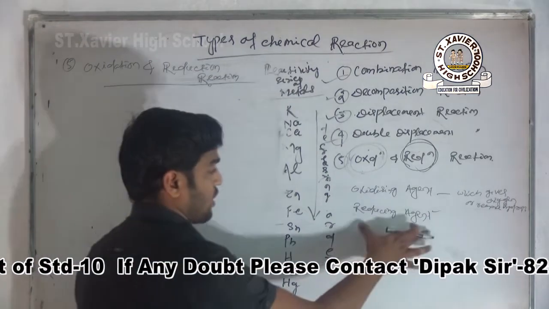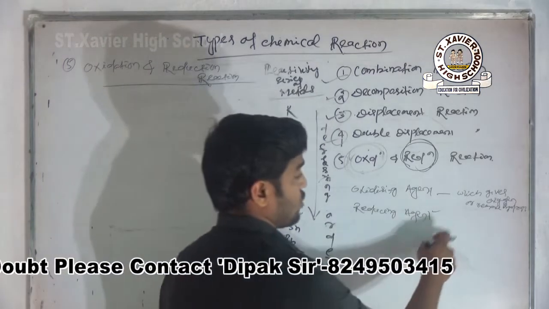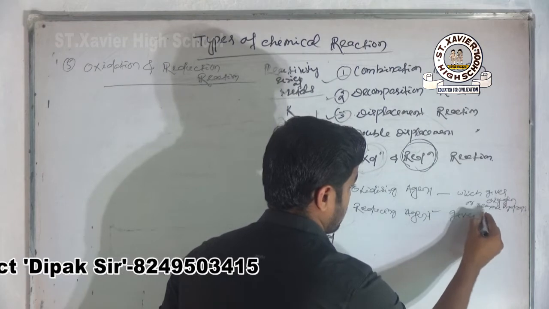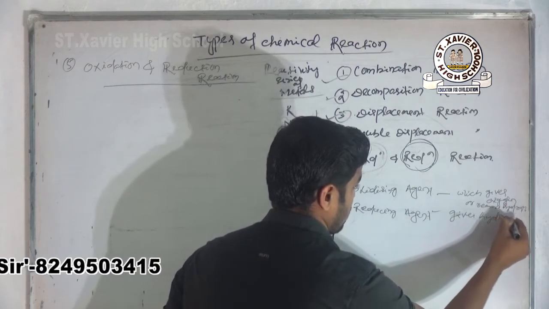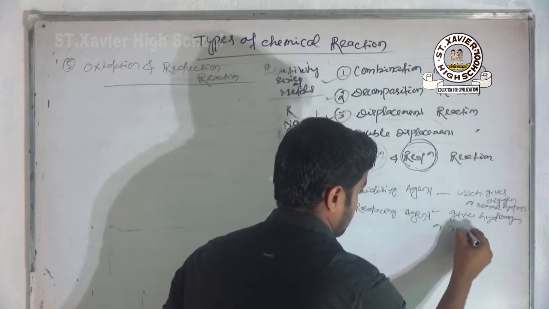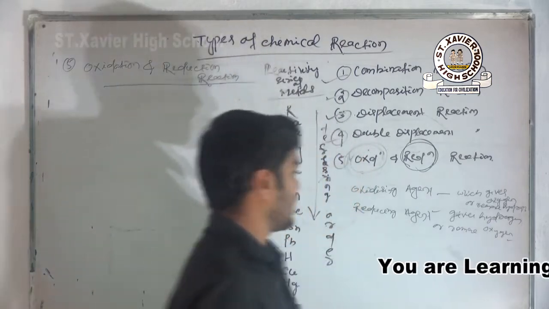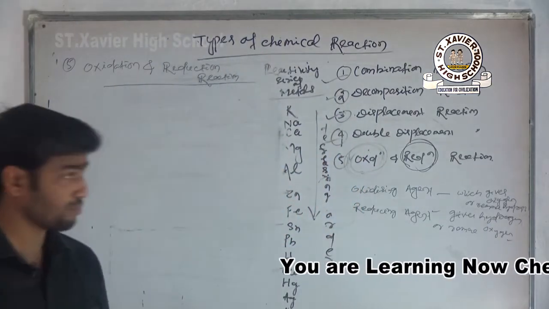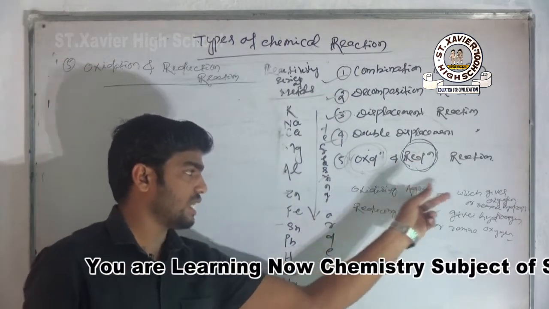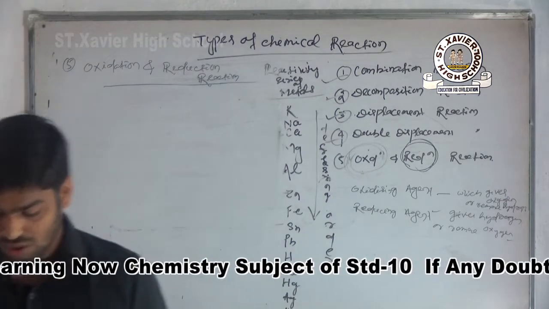Similarly, we can also write the definition of reducing agent. What is reducing agent? The substance which gives hydrogen or removes oxygen is known as a reducing agent. Okay, so we have completed what is oxidation, what is reduction, what is oxidizing agent, what is reducing agent. Now come to the last type, that is oxidation reduction reaction.